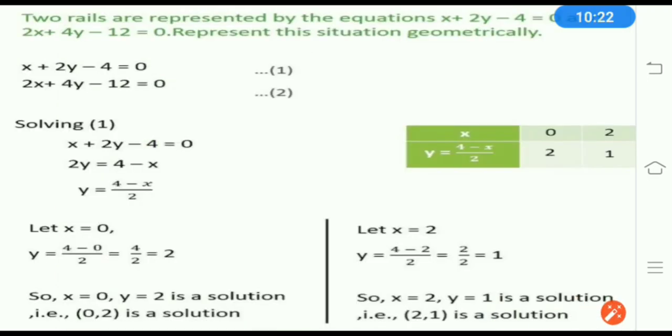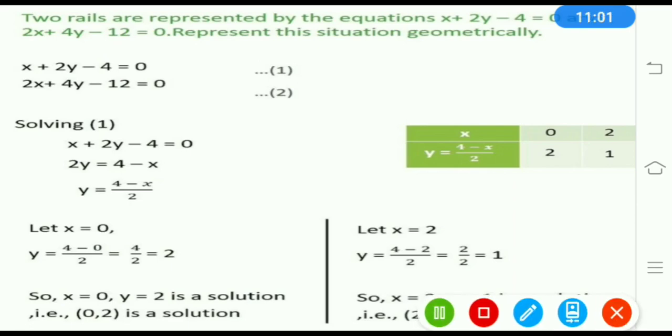Next question. The question is: two rails are represented by the equations x plus 2y minus 4 equals 0 and 2x plus 4y minus 12 equals 0. Represent this situation graphically. Represent this situation graphically means represent this situation geometrically or graphically. That means graphically and geometrically have the same meaning. Clear? So here the equations are given, and we simply represent this situation geometrically.